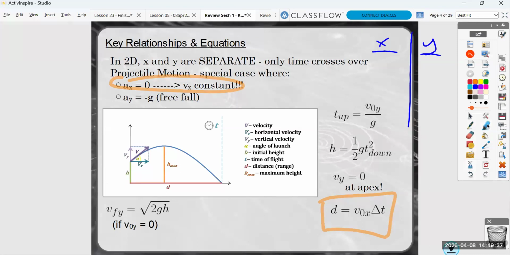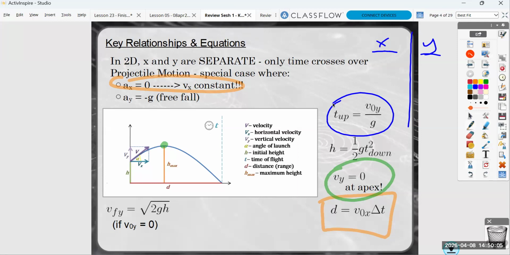And the most critical thing to remember is that the Y velocity is 0 right at the top. That's a really helpful way to find times up and times back down. You can use your first kinematics equation to find the time coming up. You can use 1/2 a t squared to figure out, if you know the height, how long it falls. So there's a variety of different equations you can derive here.